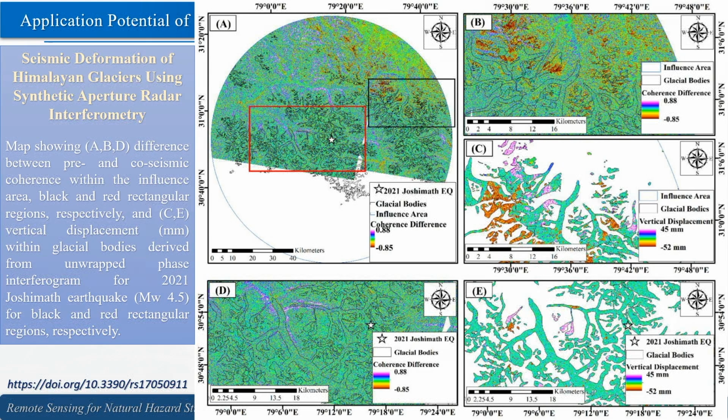Then very recently we were successful in studying the seismic deformation of Himalayan glacier using synthetic aperture radar interferometry. So here you can see the coherence image has been used, right, and the vertical displacement has been estimated after earthquake, right. So this is from the Josimath, right, Josimath earthquake which occurred in 2021.